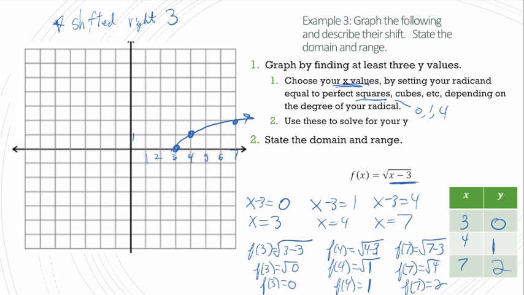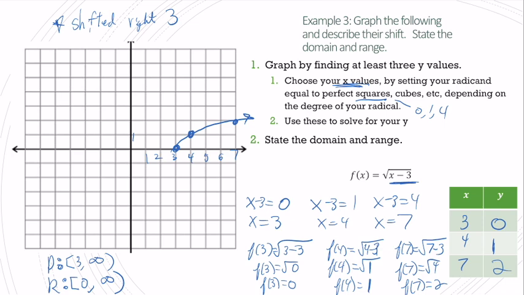My domain has now shifted. My domain is no longer starting at 0. My domain starts at 3 to positive infinity. And my range, because I shifted it left and right, my range didn't change. My range is going to be from 0 to positive infinity.